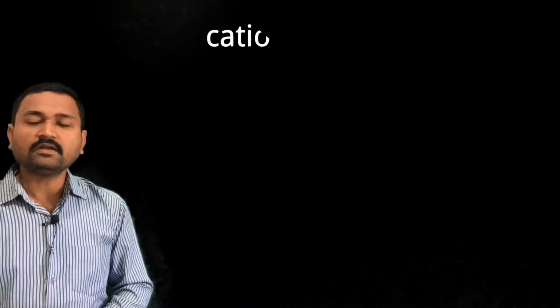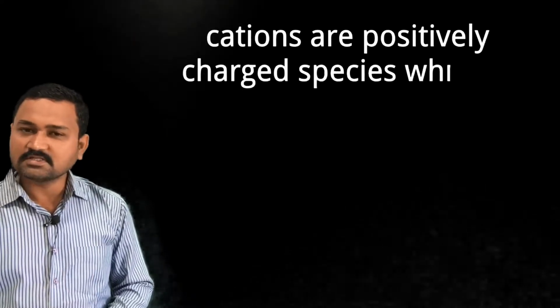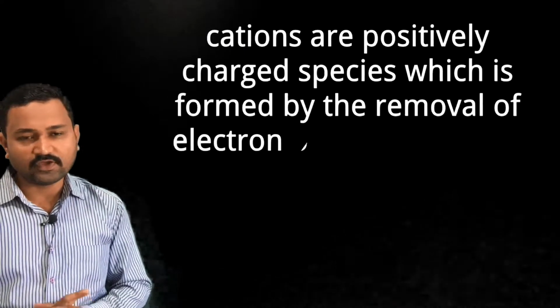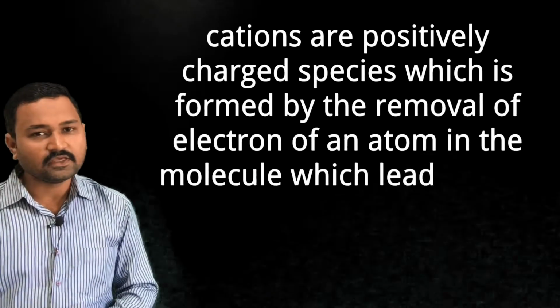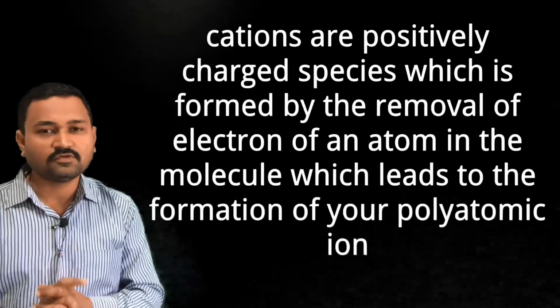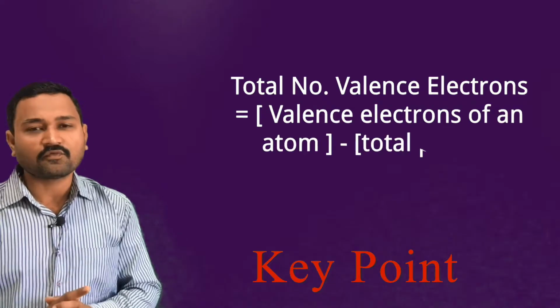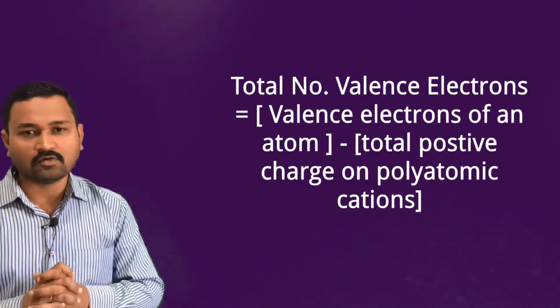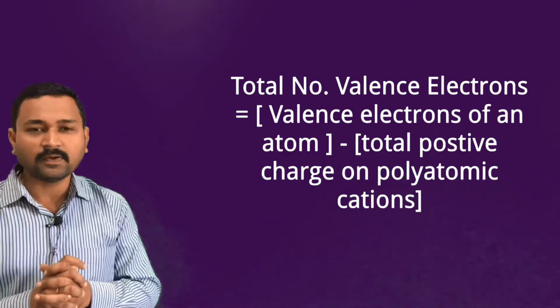There is one key point that you must remember. We know that cations are positively charged species formed by the removal of an electron from an atom in the molecule, which leads to the formation of a polyatomic ion. So whenever we have to predict the type of hybridization of such polyatomic cations, we must remove the same number of electrons from the valence electrons of that atom. This is a simple key point that you must remember. Now let us consider an example to understand this.